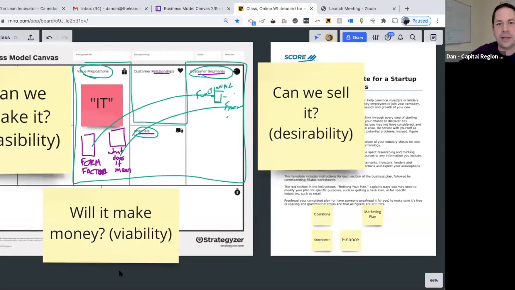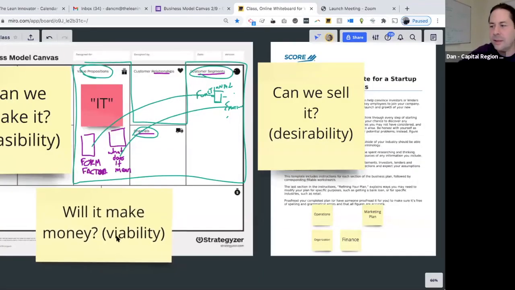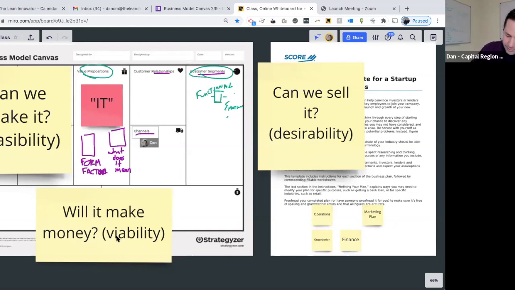Okay, let's go back to the canvas again. Wow, this looks a little messy. Do we need to clean this up? Let's clean it up just a little bit. Let's take this line. Oops, I just made it messier. Okay, let's clean this up just a little bit. Here we go. Maybe that's good. Okay, so here's what we got.